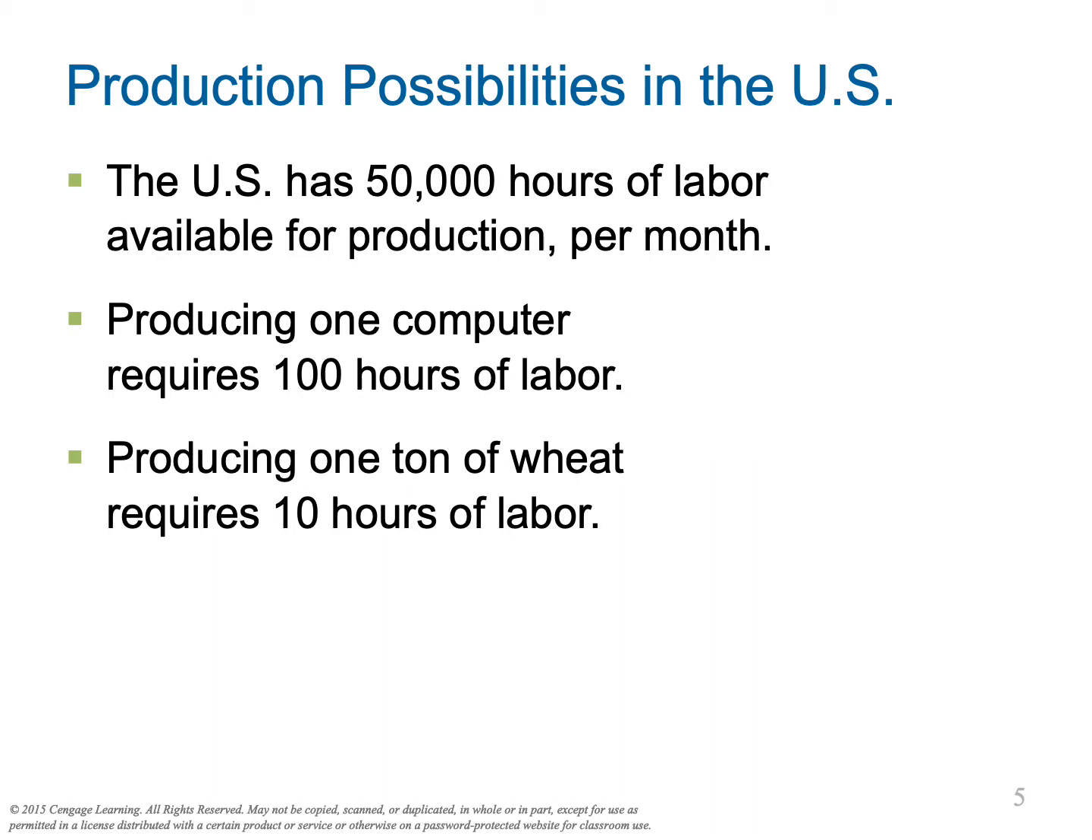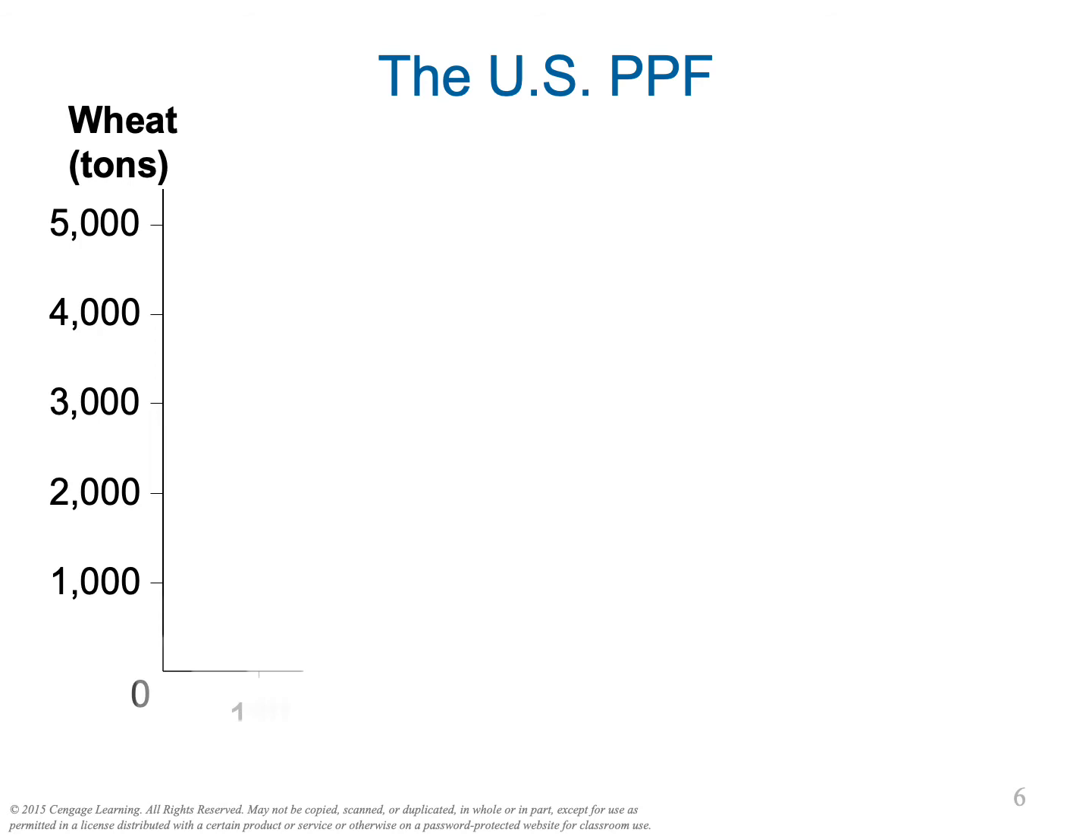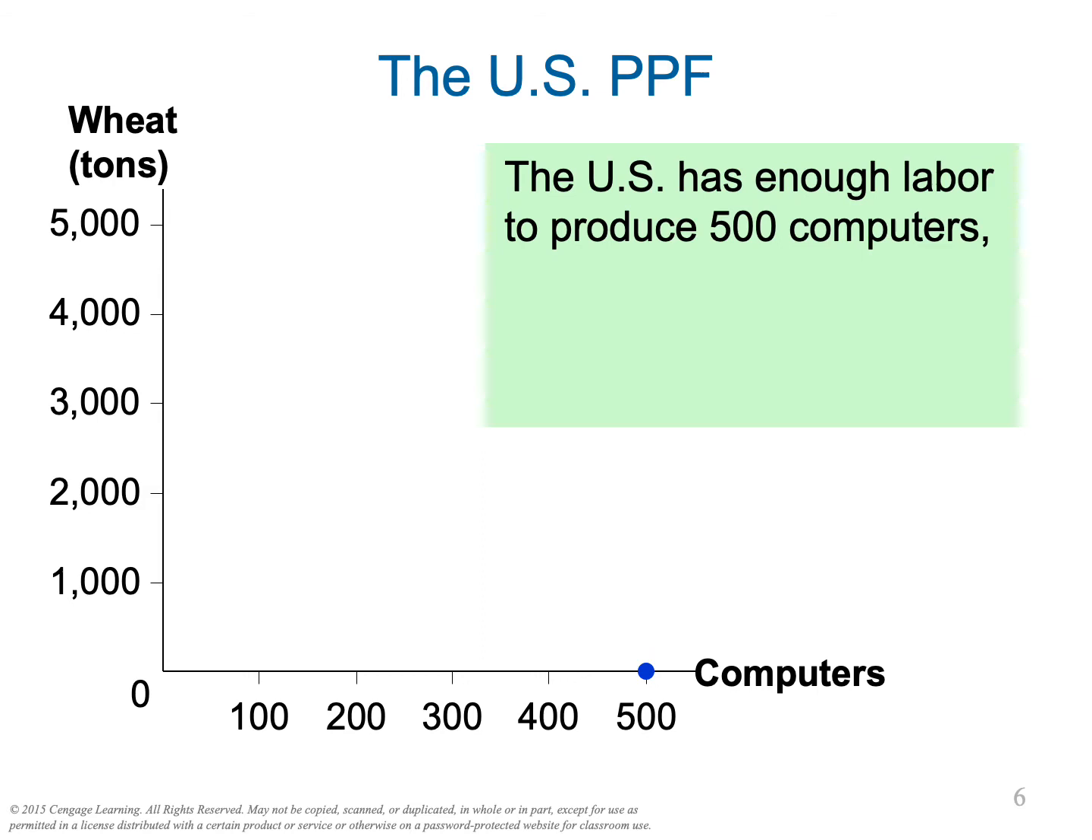All right, so looking at the US PPF, given the data from the previous slide, the US has enough labor to produce as many as 500 computers. So if it spent all of its labor, all of its 50,000 labor hours on computers, it could make 500 computers in a month. Or if it spent all of its labor on wheat, it could make 5,000 tons of wheat. So that's the other end of our PPF.